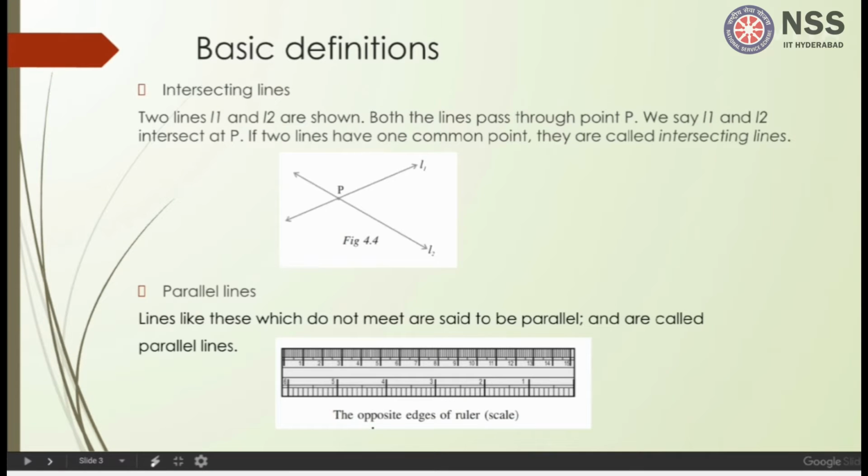Two lines L1 and L2 are shown. L1 and L2 intersect at P. If two lines have one common point, they are called intersecting lines. Some models for a pair of intersecting lines are two adjacent edges of your notebook, the letter X of the English alphabet, crossing roads. Parallel lines. Lines which do not meet are said to be parallel, so they are called parallel lines. Opposite edges of the ruler, the crossbars of the windows, rail lines are a few examples of parallel lines.